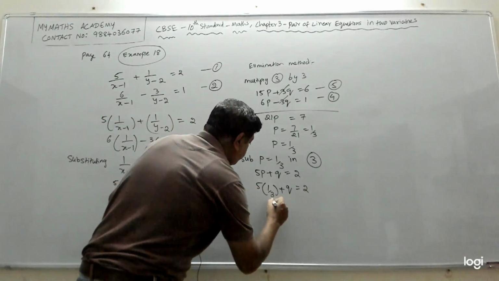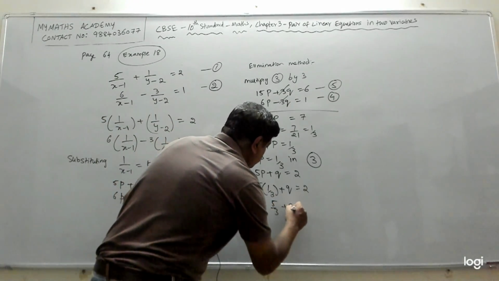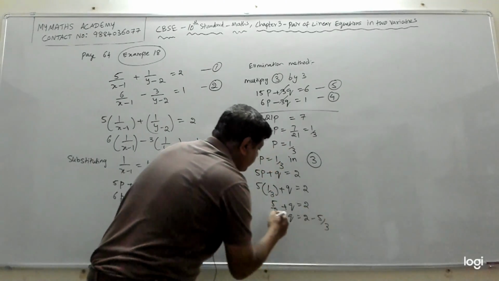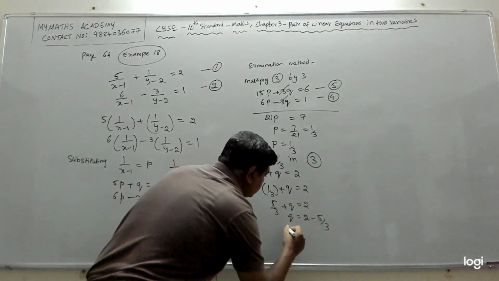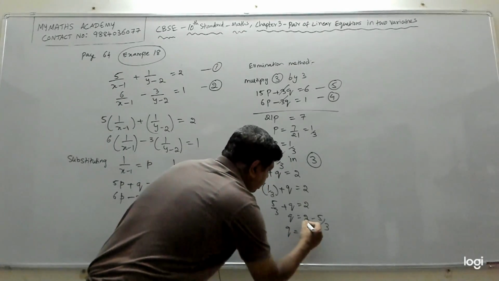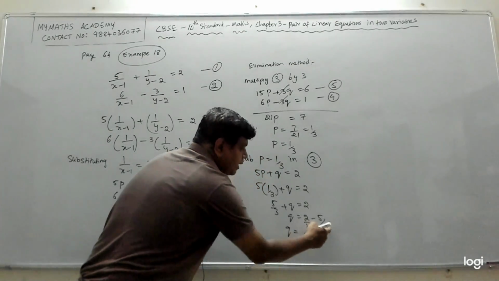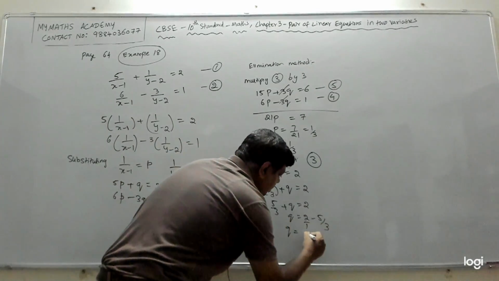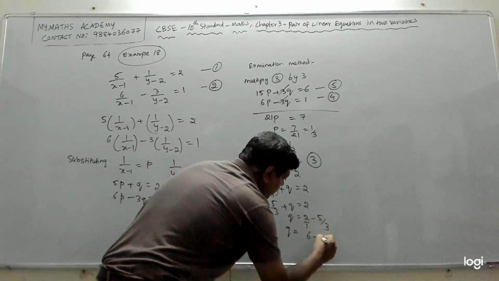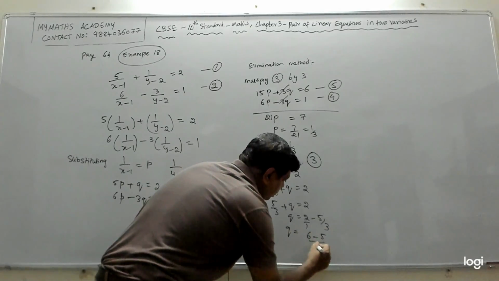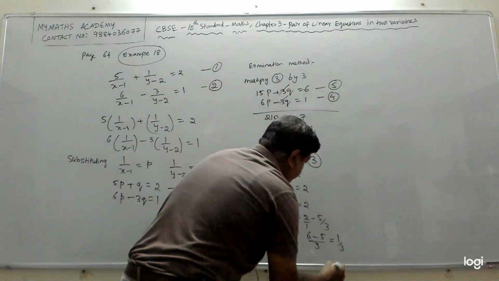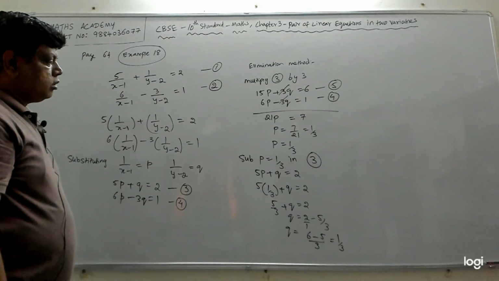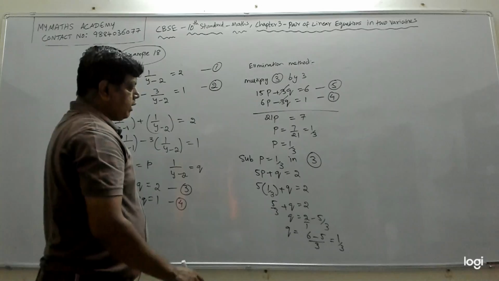So this is 5 into 1 by 3 is 5 by 3 plus q equal to 2. So q becomes 2 minus 5 by 3. The plus 5 by 3 goes to the other side, it becomes minus 5 by 3. So q equal to, we can put 2 by 1, and then either you can take the LCM and subtract the fractions, or you can do 2 into 3 is 6, minus 1 into 5 is 5, over 1 into 3 is 3. That is equal to 1 by 3. So what is our q? q is 1 by 3.